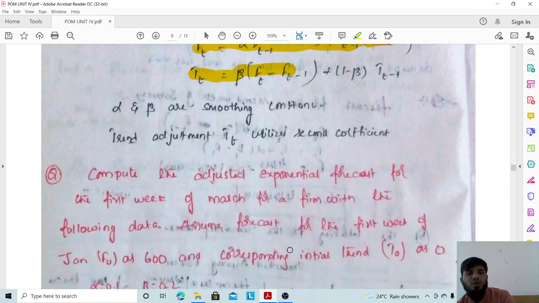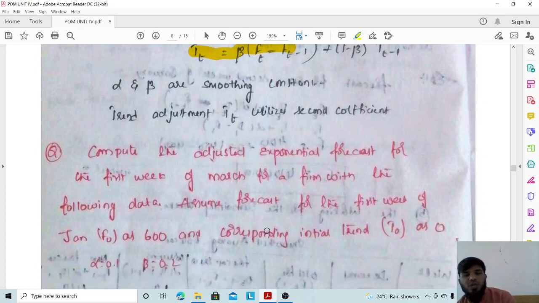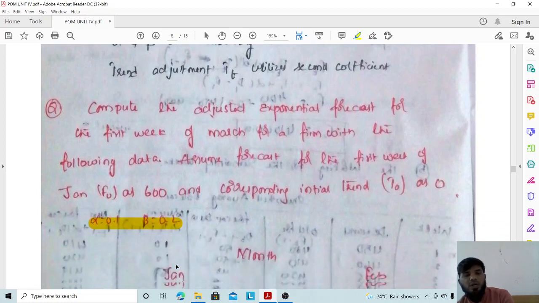Now let us see how we have solved this problem. Compute the adjusted exponential forecast for the first week of March for a firm with the following data. Assume the forecast for the first week of January, F naught, is 600, the previous forecast you have as 600, and the corresponding initial trend T naught as 0, and alpha and beta are given as 0.1 and 0.2.